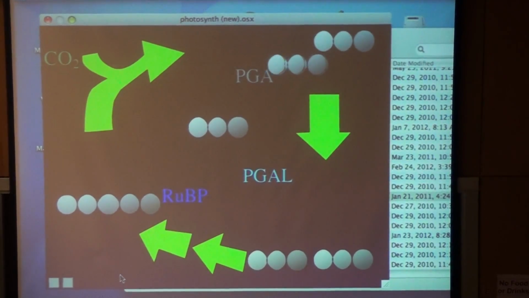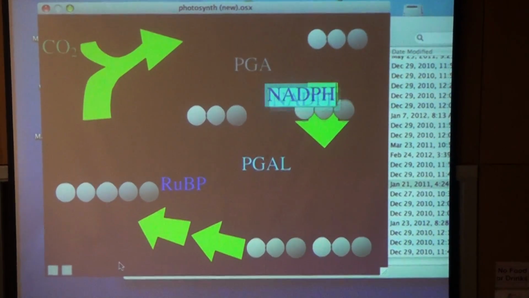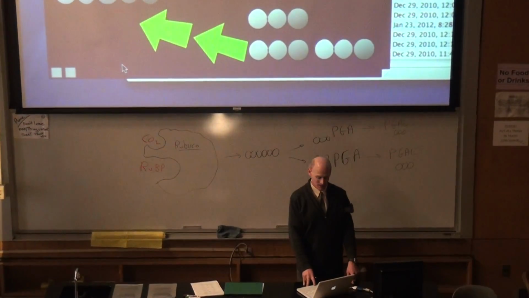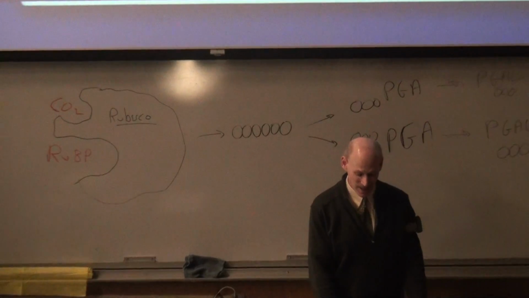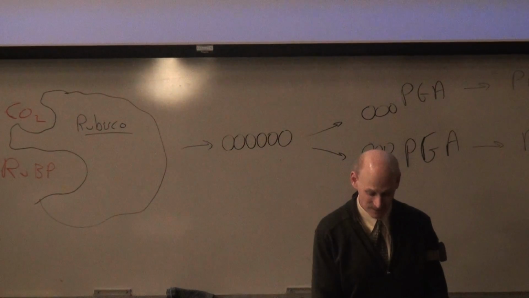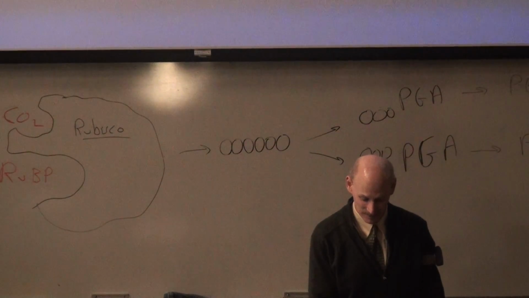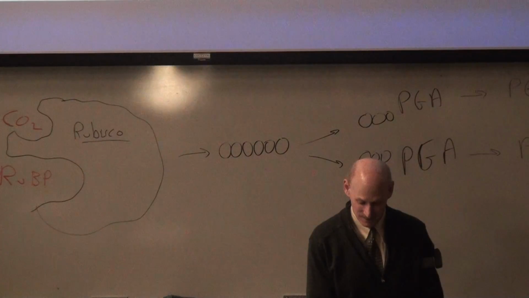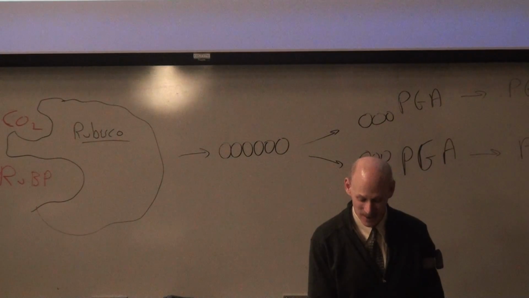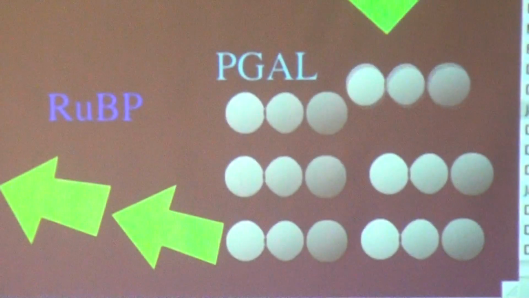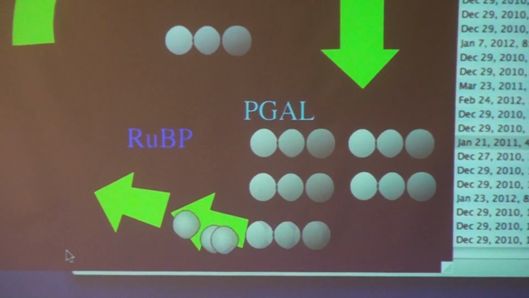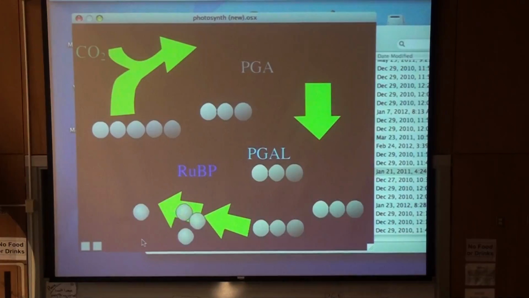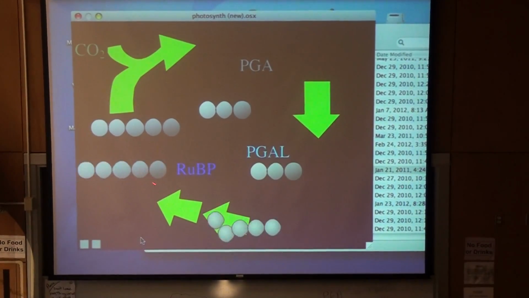PGAs, which is PGLs. The last argument does the same thing. And so we should end up with our 6 PGLs. How many of those PGLs will we use to regenerate 3 RuBPs? Look, right. That would be 15 carbons that we need to regenerate our starting material again.